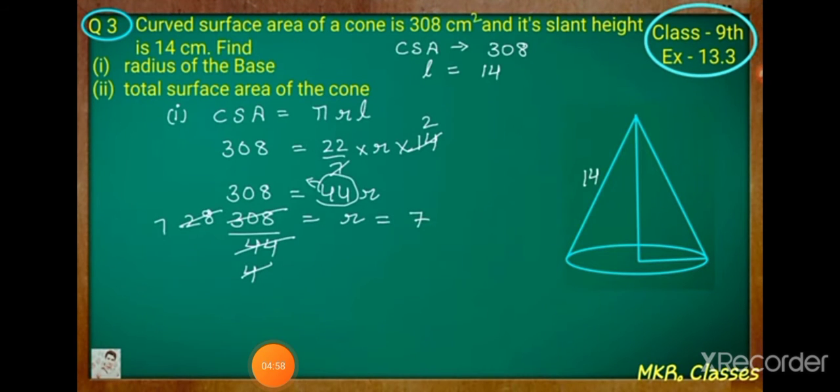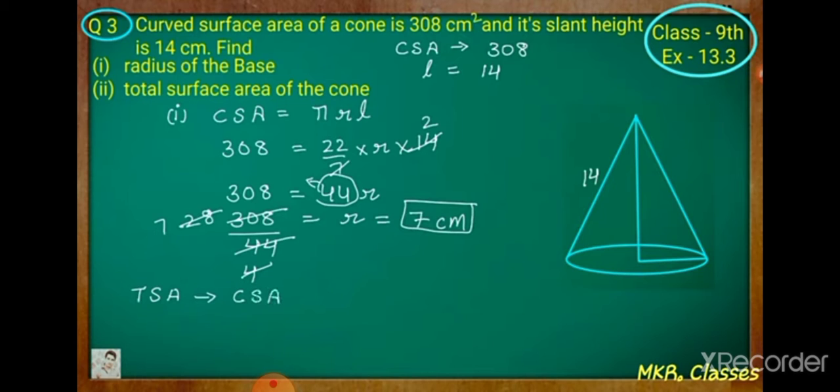Now the third question: the curved surface area of the cone is 308 and the slant height is 14. Now we have to find the radius. For that we directly apply the formula. CSA equals pi r L. CSA is given, that is 308, pi is 22 by 7, r remains as it is, and the value of L is given, that is 14, so we write 14 here. After solving it, r comes out as 7.